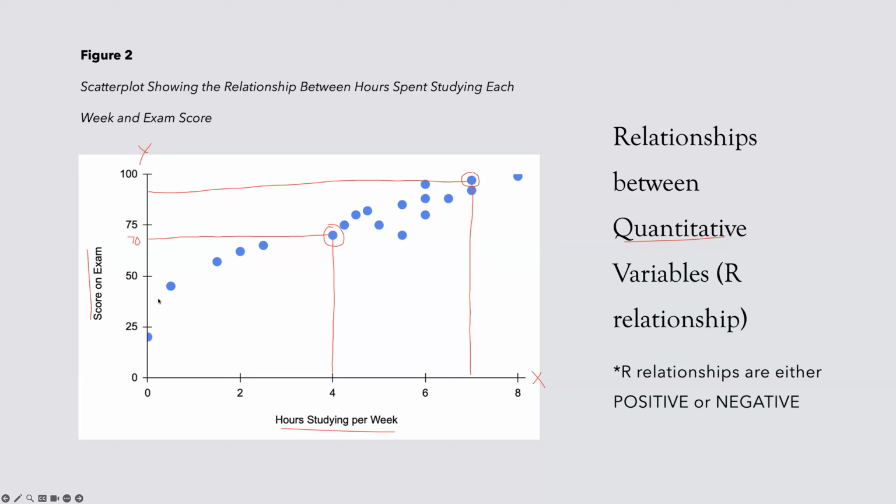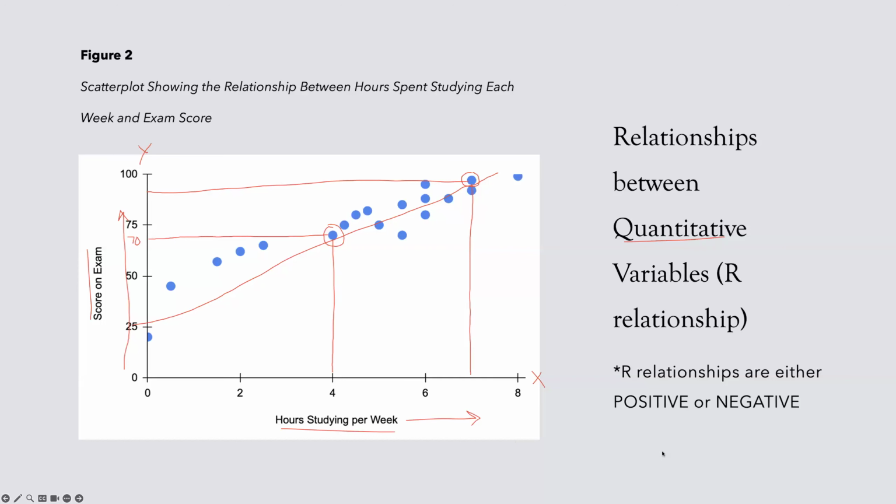But really we're looking for this pattern. So we're looking to see, is there a pattern of these variables changing together? So here we can see that there seems to be a positive relationship, meaning that as hours studying per week increase, they get bigger, so does the score on the exam. And that would be a positive relationship.